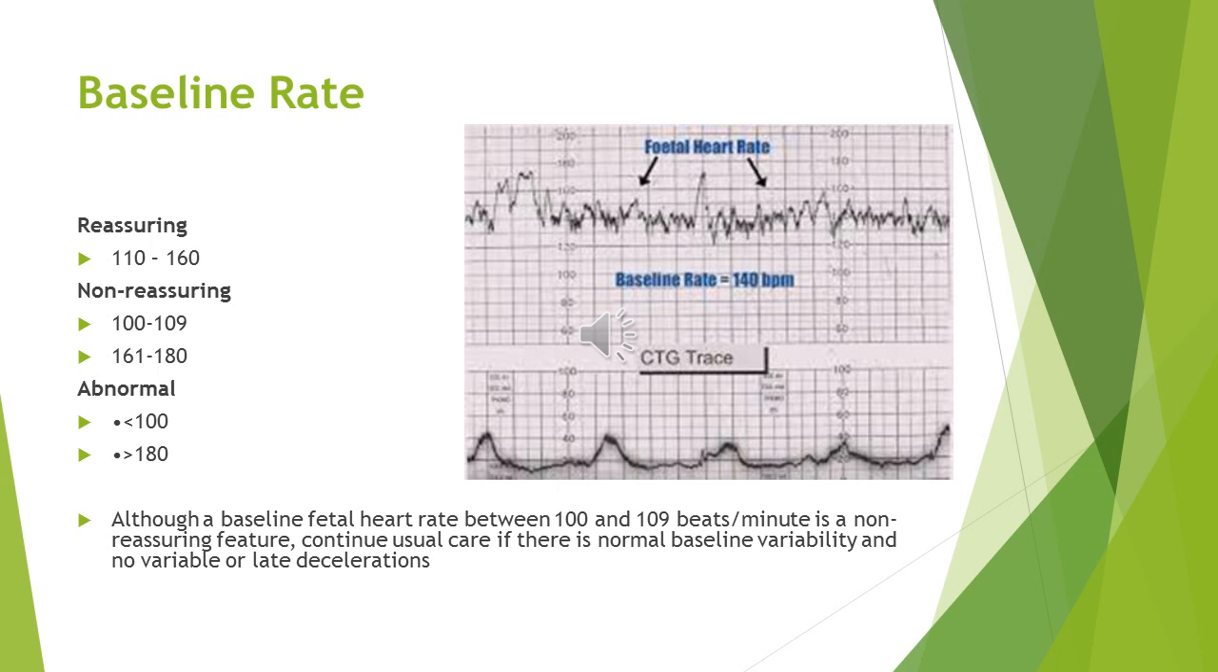We have a non-reassuring baseline, which is any value between 100 to 109, or 161 to 180. However, if it is 100 to 109 but all other features are normal, in this case we don't need to act, we don't do anything, just continue observation. And abnormal, which is any heart rate less than 100 or more than 180.